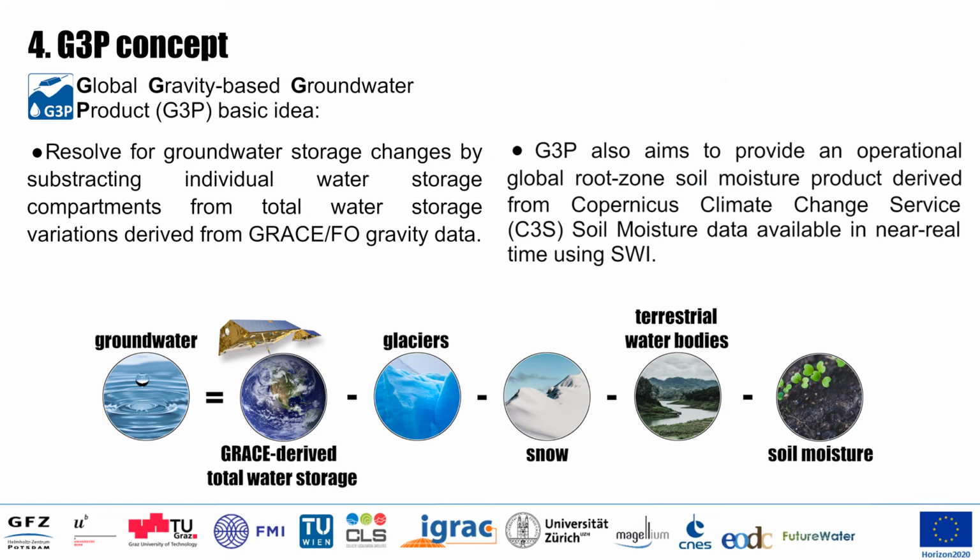The concept of the G3P project is to resolve for variations in groundwater storage changes by subtracting individual water storage compartments from total water storage variations as derived from the GRACE and GRACE follow-on gravity data. As depicted in the graphic below, the water stored in glaciers, snow, lakes, and rivers, and as soil moisture are subtracted from the total water storage to arrive at changes in the groundwater storage itself.